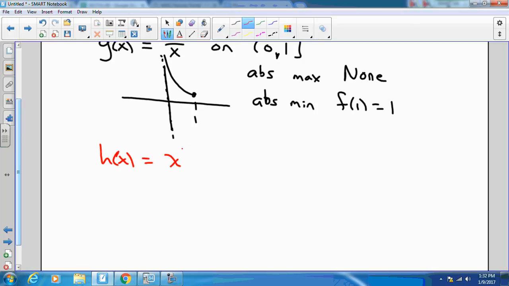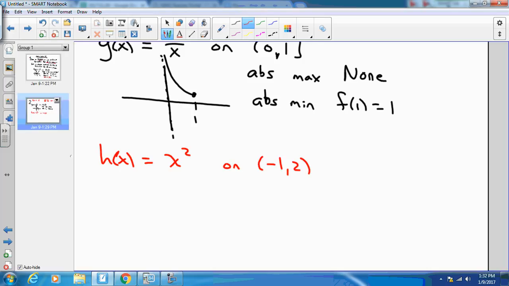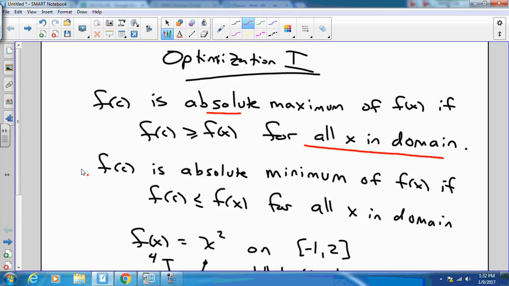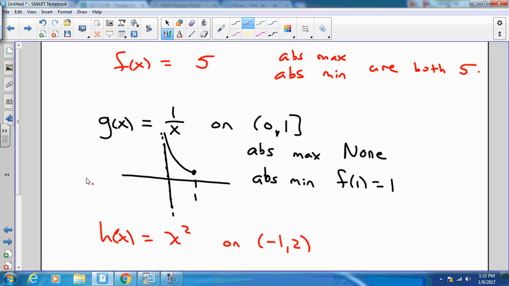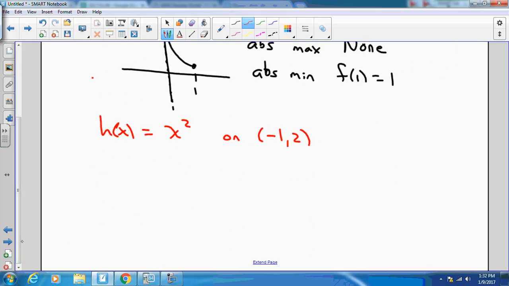Let's consider h of x equals x squared on the interval negative 1 to 2. Now, this is subtly different from the one that we had previously. Our example over here was f of x equals x squared on the closed interval, negative 1 to 2. Now we're considering h of x equals x squared on the open interval, negative 1 to 2.